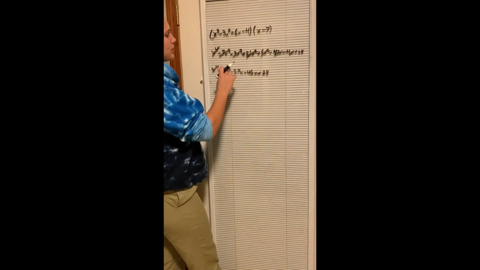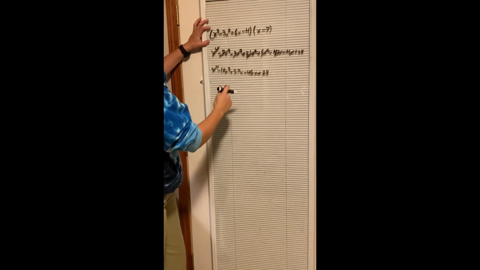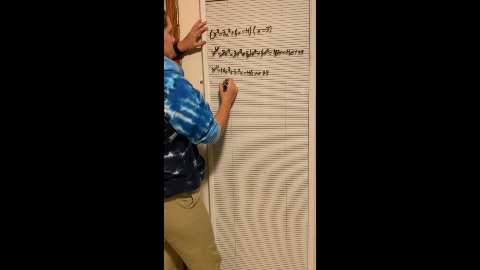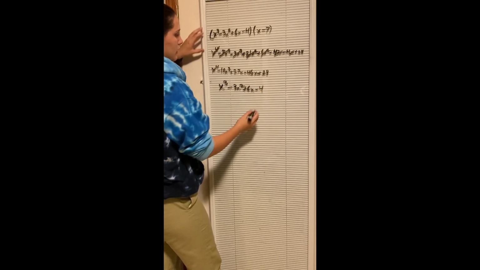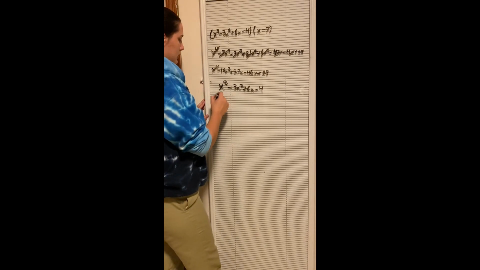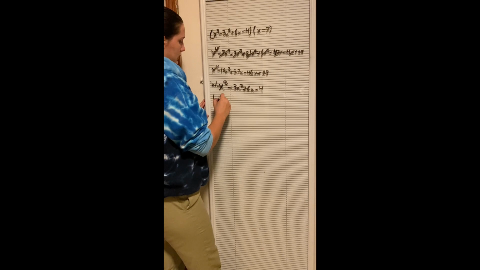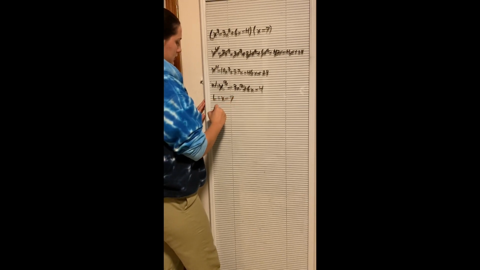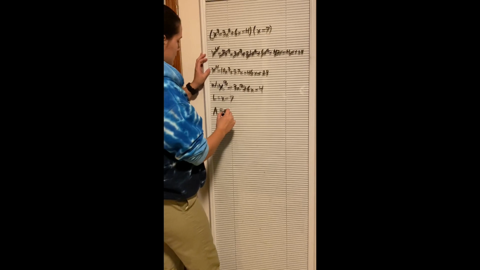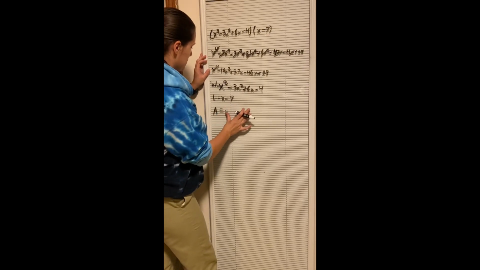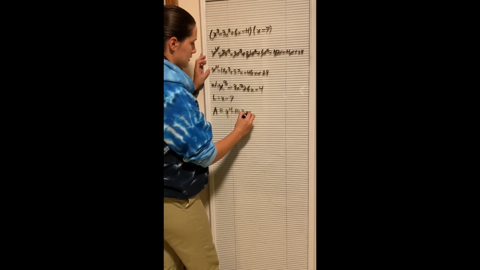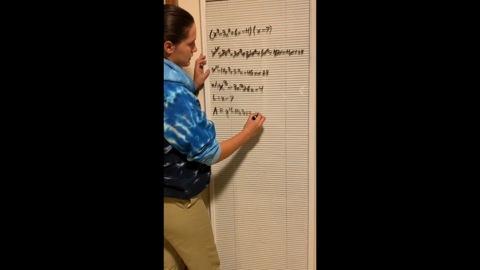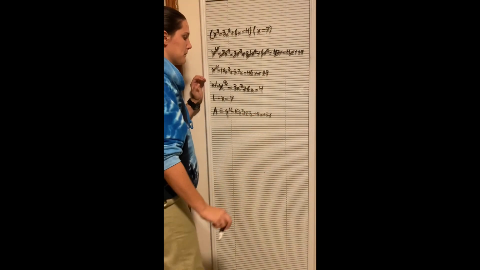So, because the answer checked out, your width of the rectangle is x cubed minus 3x squared plus 6x minus 4. This is your width. Your length is x minus 7, leading to an area of x to the 4th minus 10x cubed plus 27x squared minus 46x plus 28. That is how you find the width.